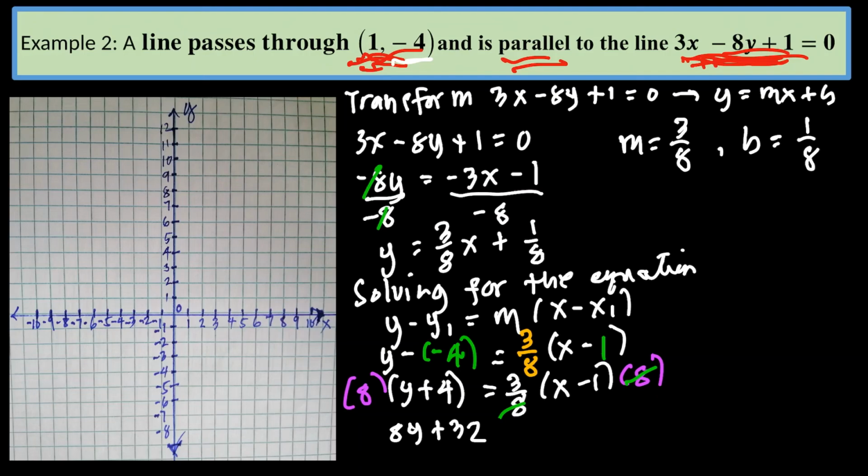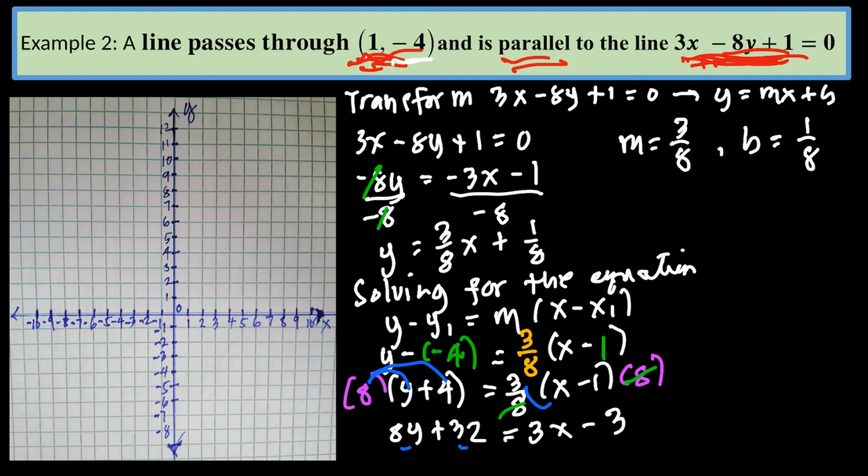I hope you can follow. I am referring to this one: 8 times y is 8y, and 8 times 4 is 32. And in here, since the 8 was cancelled, we have 3 times x, which is 3x, and 3 times negative 1 is negative 3.